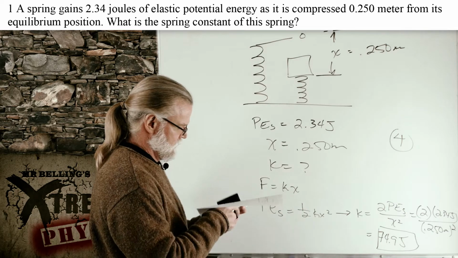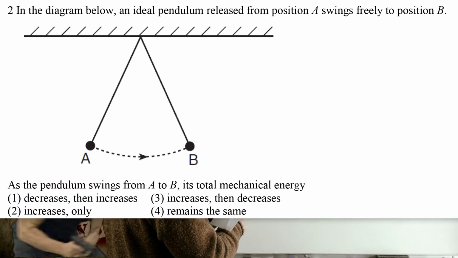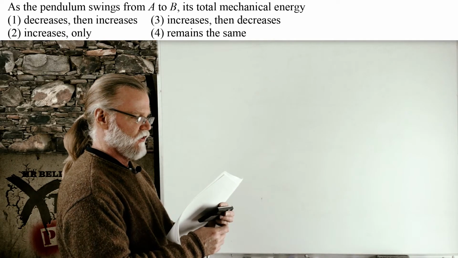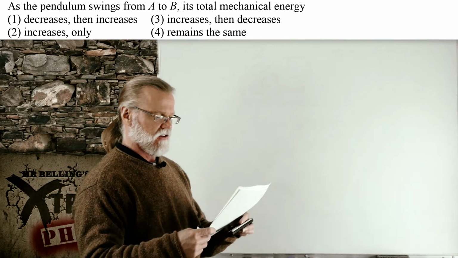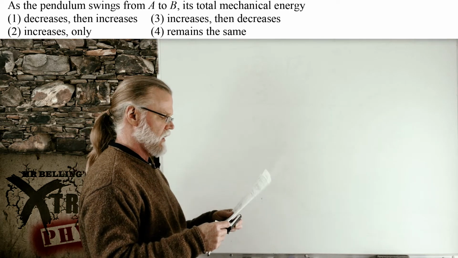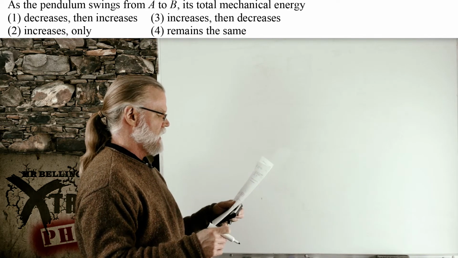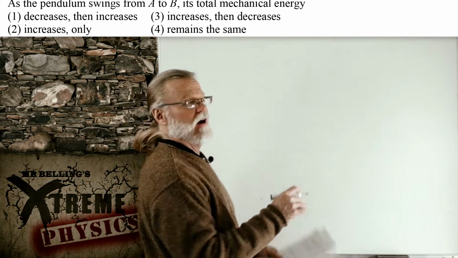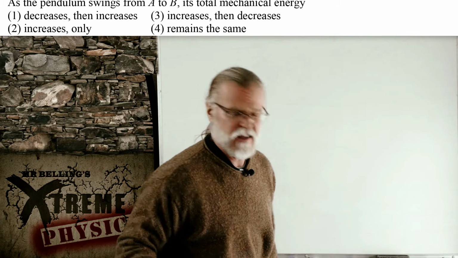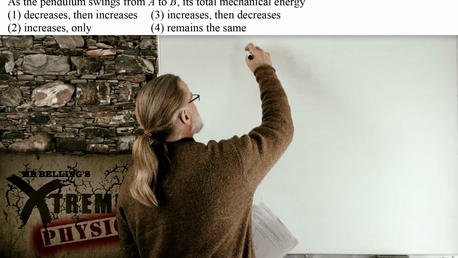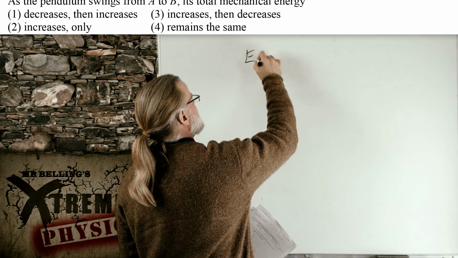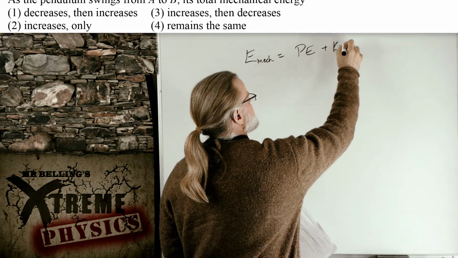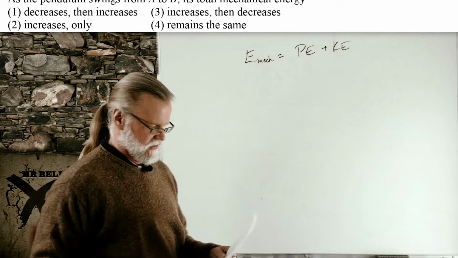All right. An ideal pendulum is released from position A. All right, so it looks like it's at rest at A and swings freely to B. It looks like it's going to be at rest at B too, and then it's going to come back. As the pendulum swings from A to B, what happens to its total mechanical energy? All right, we need to know what total mechanical energy is. Mechanical energy is an object's potential plus kinetic energies.